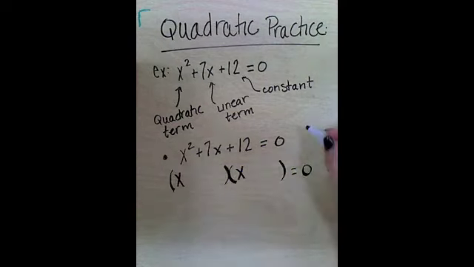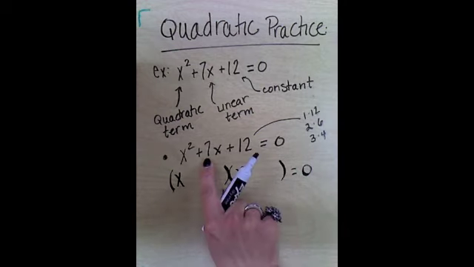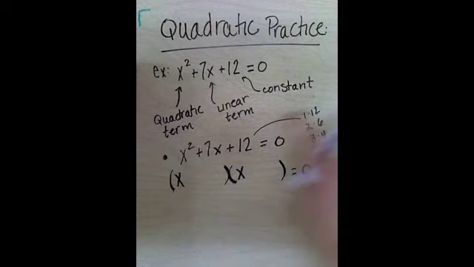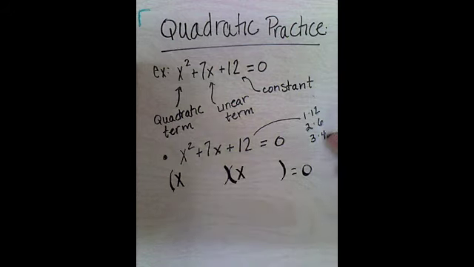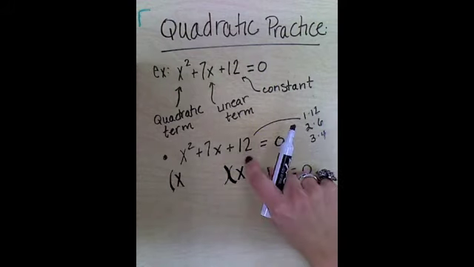Well, I could go through the list. 1 times 12, 2 times 6, 3 times 4. All of these are considered our factors for 12. If I added 1 and 12, it doesn't get me 7, actually gets me 13. If I added 2 and 6, it gets me a little closer, but 2 plus 6 is 8. So I can see the only choice I have is if I add 3 and 4 together, it gets me 7, and 3 times 4 is 12.